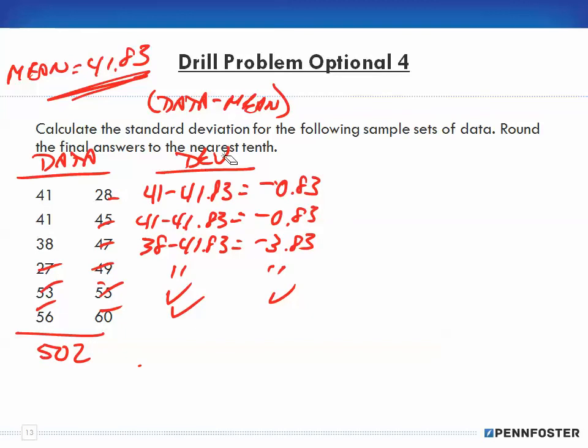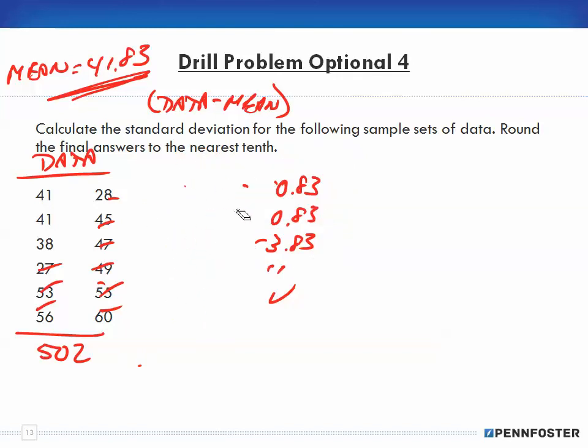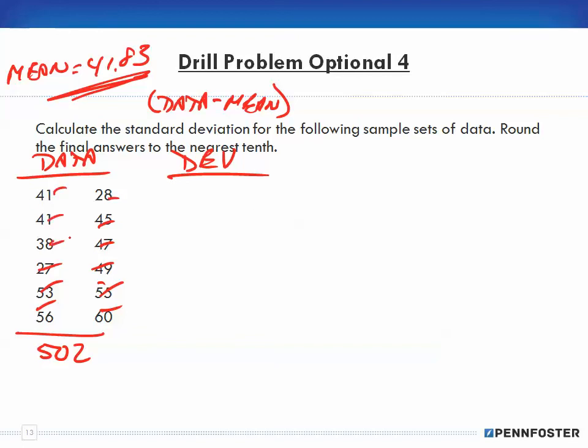And what I'm going to end up with is a list of the deviations for that data, whatever that comes out to. I'm going to have a list of these deviations, whatever they are, for all 12 of these numbers. Now that's the next step.